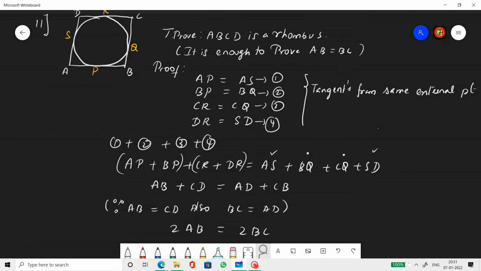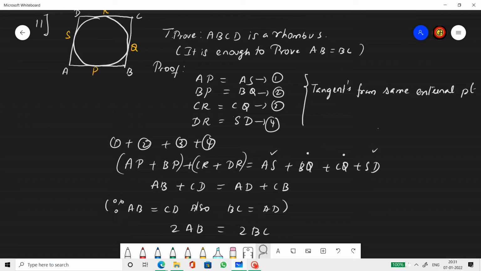Now, tangents from the same external point are equal in length. AP is a tangent, AS is a tangent, so AP equals AS. With the same reason, BP equals BQ, CQ equals CR, and DR equals DS. So we get all this, but just getting this is not enough. The order of writing matters a lot. So AP, AS, BP, BQ, CR, CQ, DR, DS.